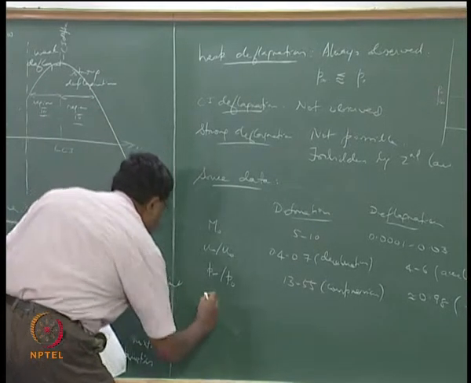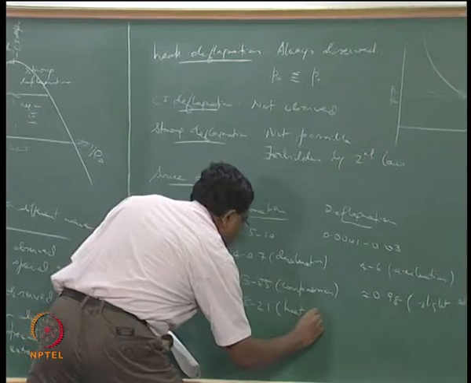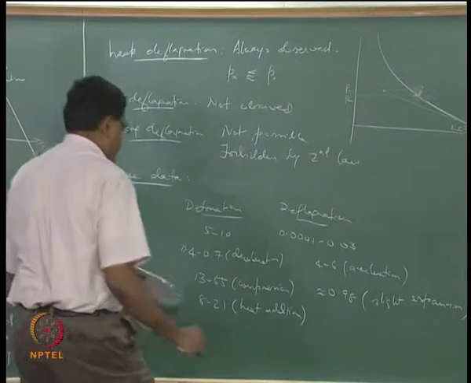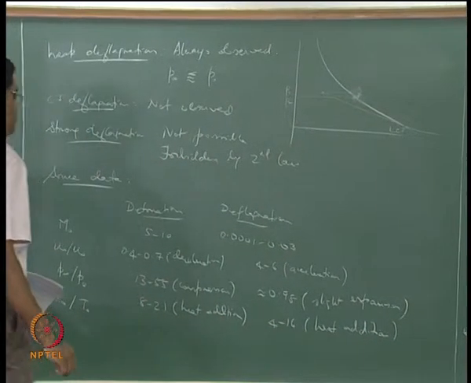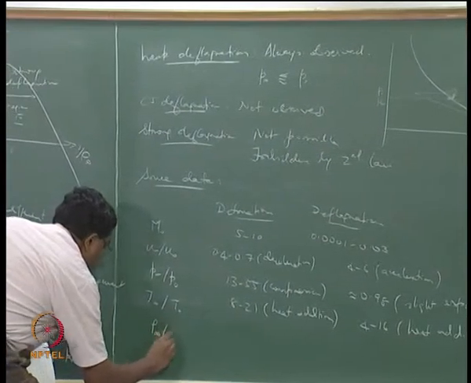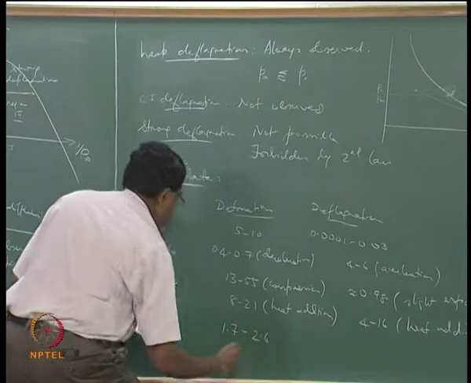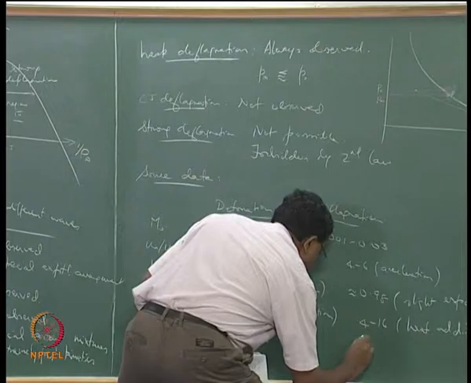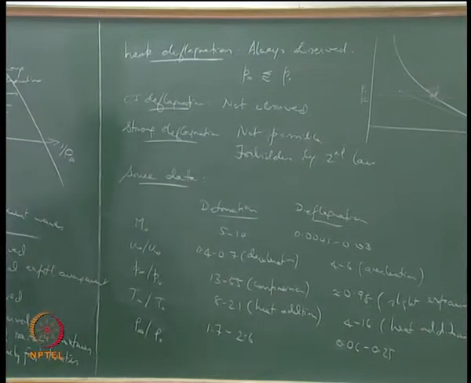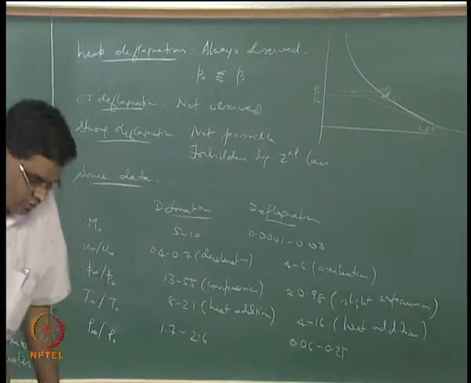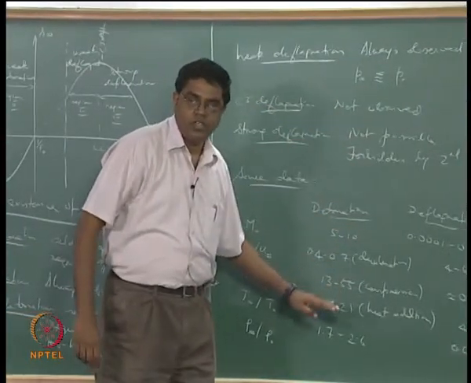Okay, T infinity over T naught is about 8 to 21, that is heat addition. It is only slightly less over here, it is about 4 to 16, also heat addition. In both cases we are actually adding heat. And finally, look at rho infinity over rho naught, you have about 1.7 to 2.6, and over here it's about 0.06 to about 0.25. That's about it. So you get the picture on what you get for these detonation or deflagration waves. In summary, you typically are looking at a CJ detonation or a weak deflagration when you're looking at these numbers.